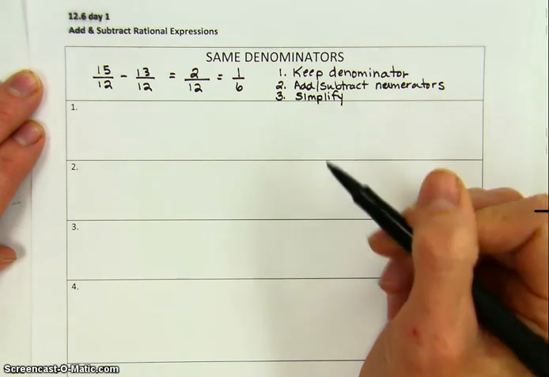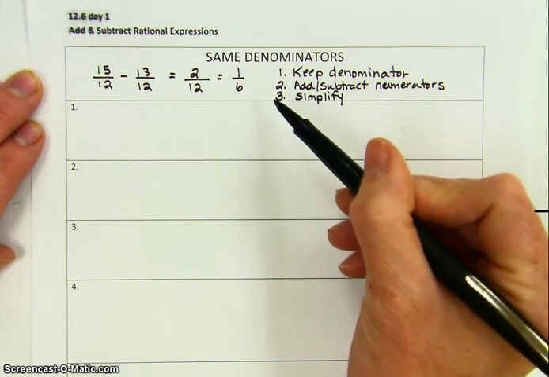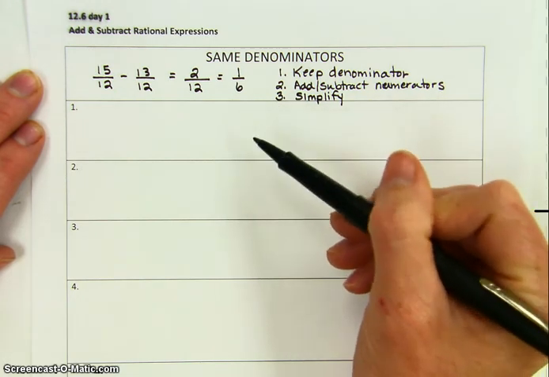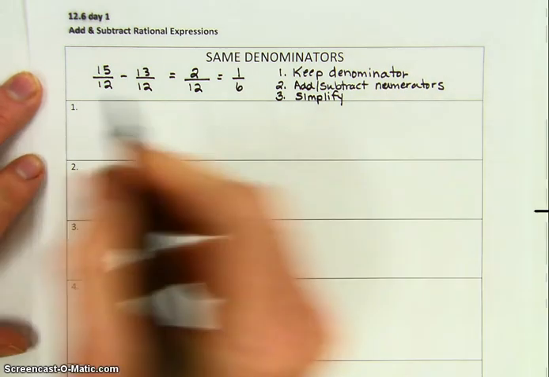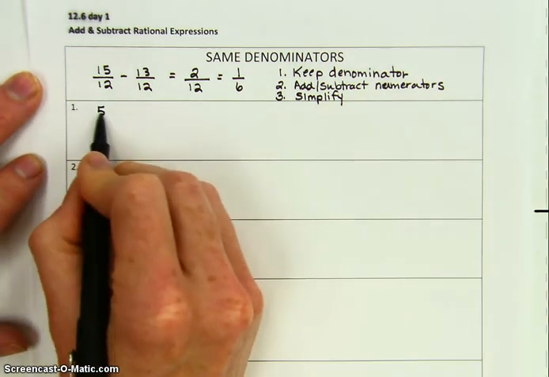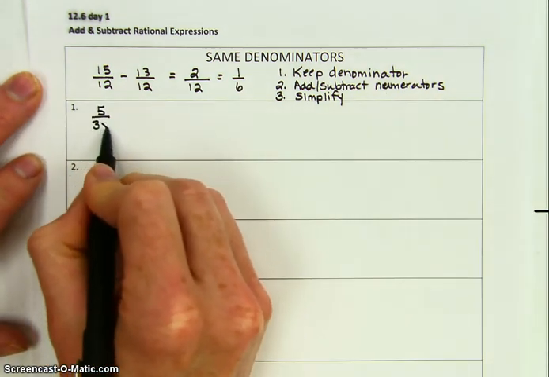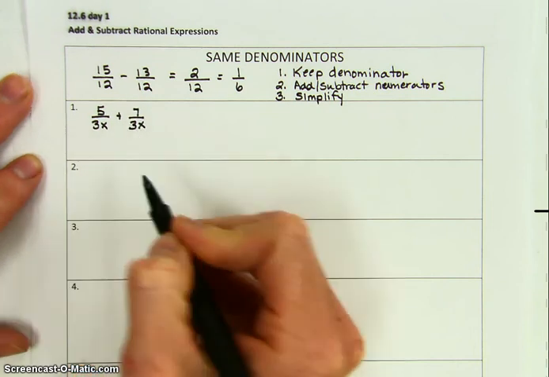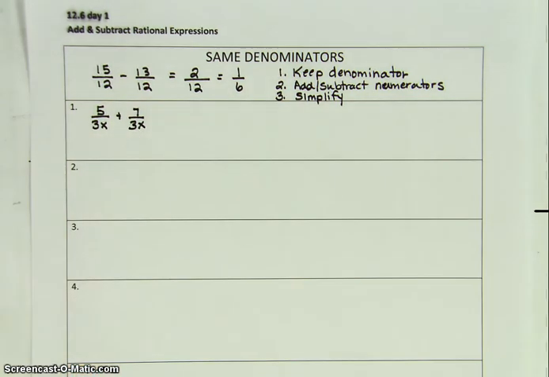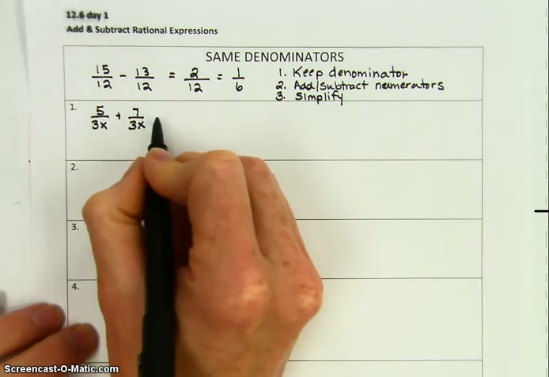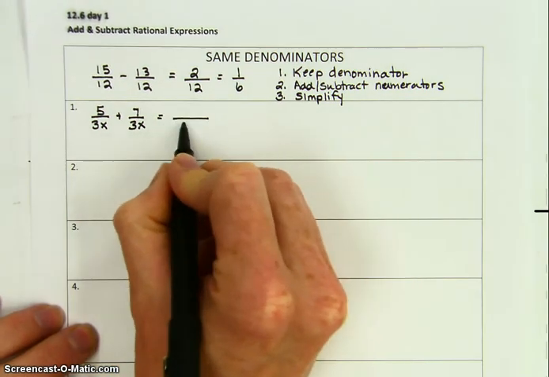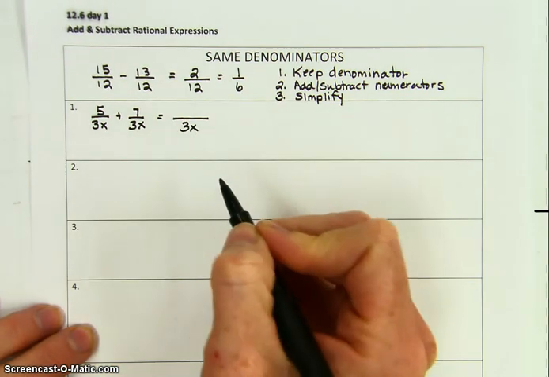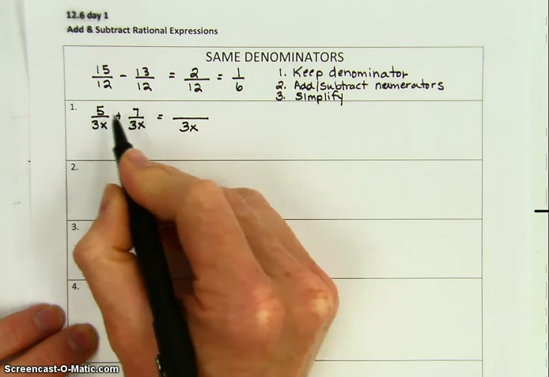So now that we're in algebra, we're going to use the skills that we already know, and we're going to apply it to rational expressions. So let's take a look at number 1. Please write this down. 5 divided by 3x plus 7 divided by 3x. You can notice that we will have same denominators today.